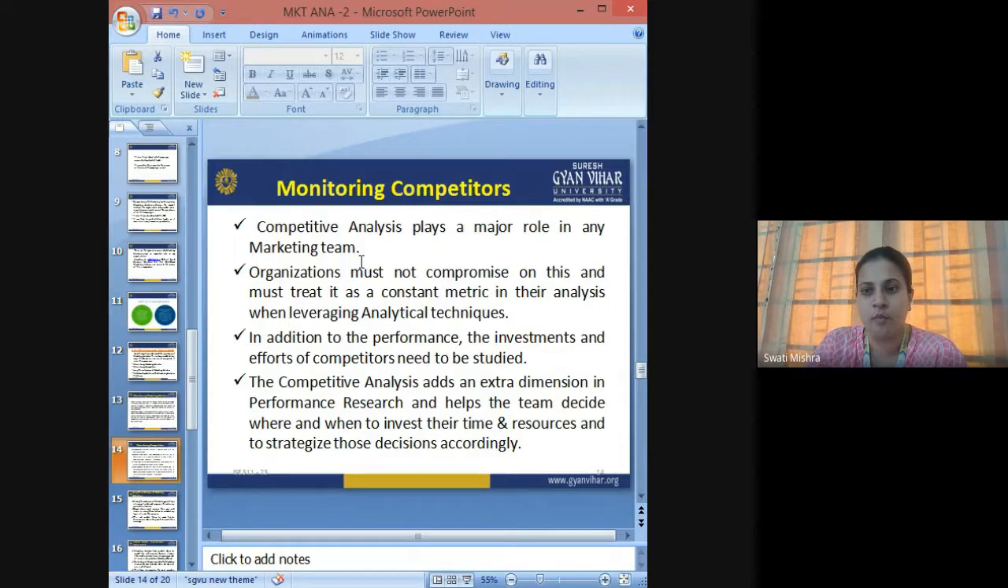So this competitive analysis actually adds an extra dimension to the performance and also helps the team decide where and when to invest their time and resources, and how to strategize decisions in such a manner that they prove to be more effective than your competitors. It should not happen that your competitors' actions prove to be better than yours.